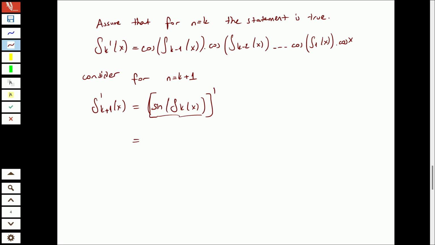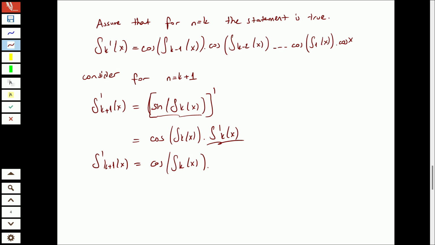So how are we going to write the derivative of this expression? First, the derivative of sine will be cosine of s sub k of x times the derivative of the inside. This is the chain rule, right? The derivative of s sub k of x, and we assume that this is true in the previous expression. From here, we can say that the derivative of s sub k plus 1 of x equals cosine. We're going to write the same actually.